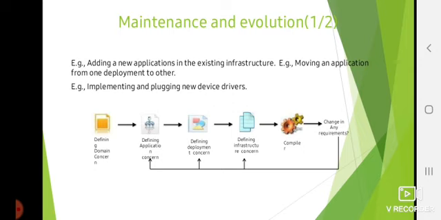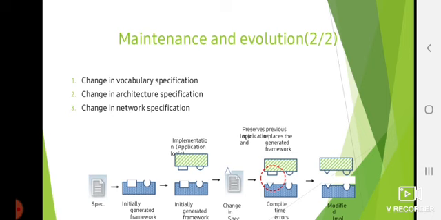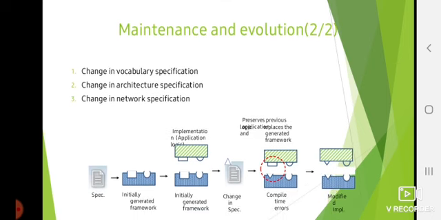If there are any changes in that compilation that we want to make at this stage, this is known as maintenance and evolution. The second part is, firstly, we may want to change the vocabulary specification. If there is any change in the vocabulary specification, we make it at that point. The next one is the architecture specification. If there are any changes in the architecture design, we make them in the architecture specification.